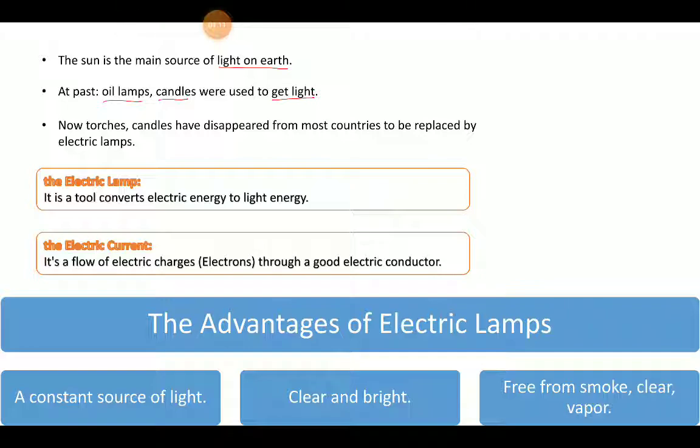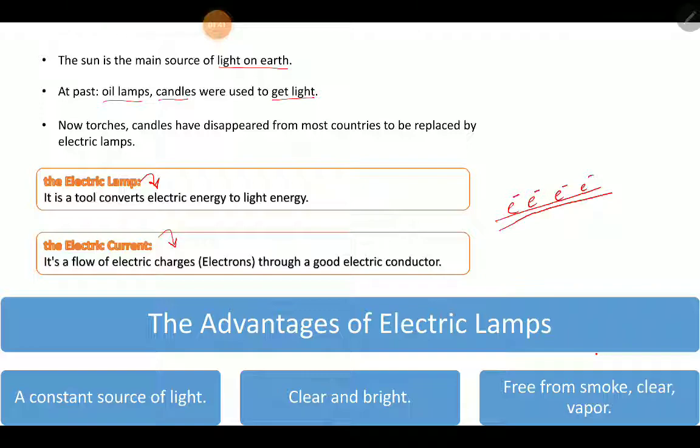Electric lamp is the tool that converts electric energy into light energy. So the definition of electric lamp: it is the tool that converts electric energy to light energy. The electric current is the flow of electric charges in a good conductor of electricity, like the electric wire. So what is the electric current? Flow of electric charges in a conducting wire.